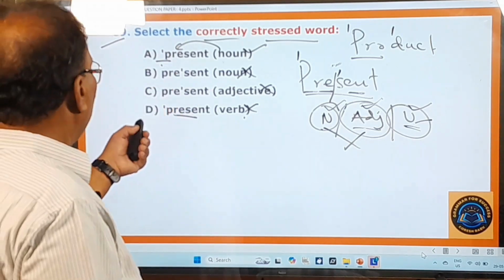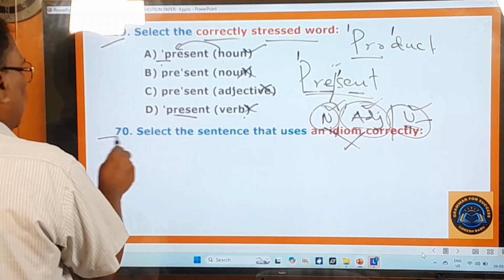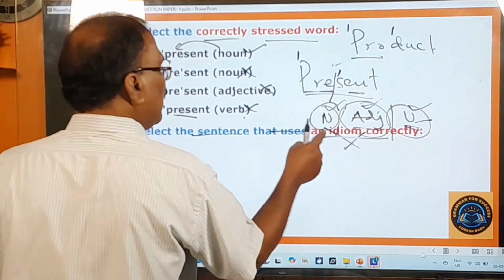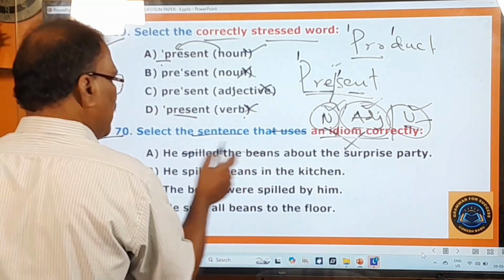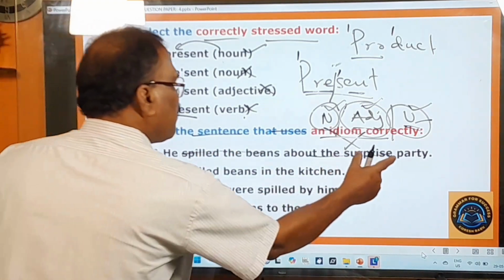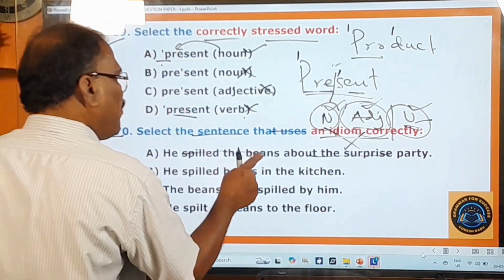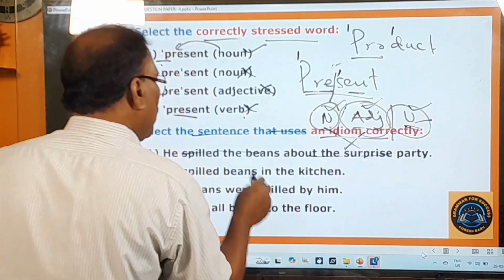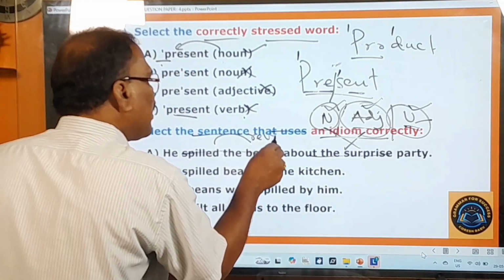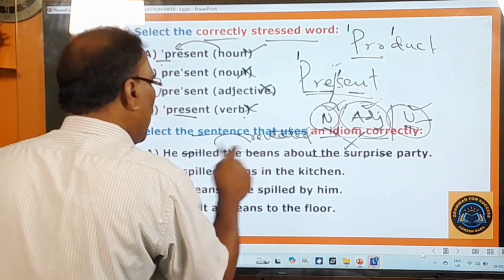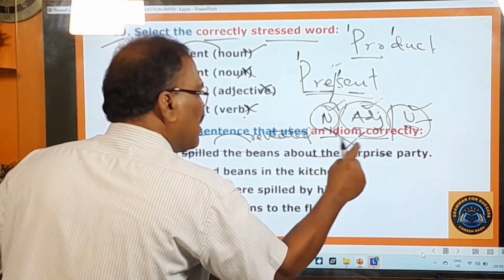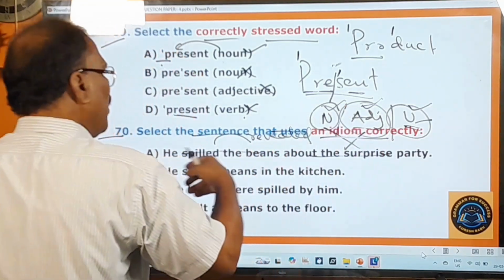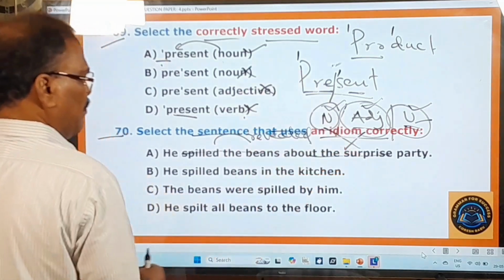Now you pay attention to the next question. 70th one, select the sentence that uses an idiom correctly. What is that? Here you see, he spilled the beans about the surprise party, this is the idiom. Spilled the beans means, in other words, revealed. He revealed, leaked the surprise party.